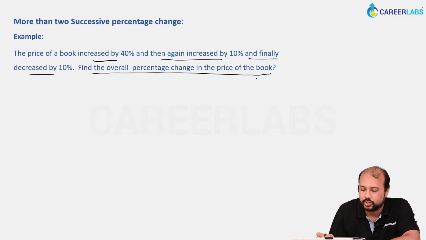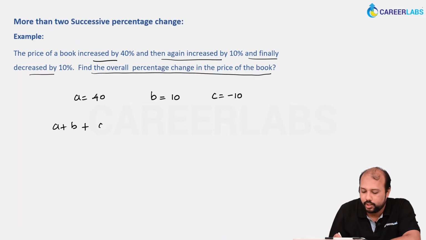Overall percentage change. Okay. So your first increase is by 40%, it is an increase, so positive, A equivalent to 40 we will take. Second, there is an increase again, B equivalent to 10, positive. And finally a decrease by 10%, we will take C value to be minus 10, because it is a decrease. So what we do, we will apply the formula first for A and B, A plus B plus AB by 100, because those are the first two changes.